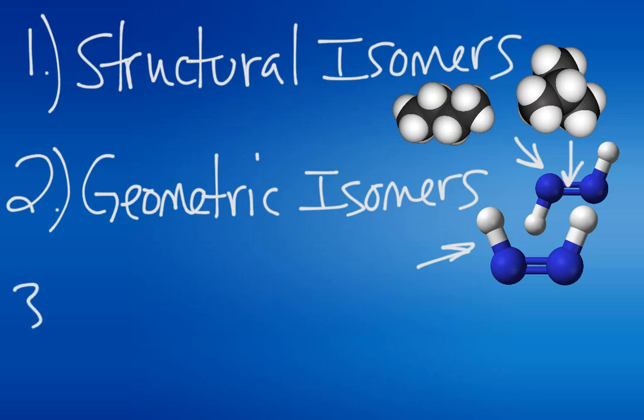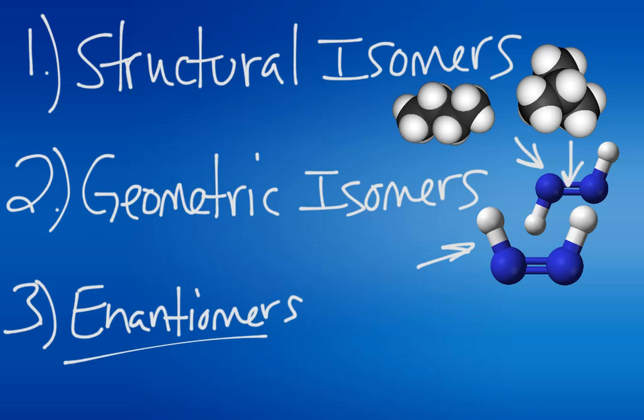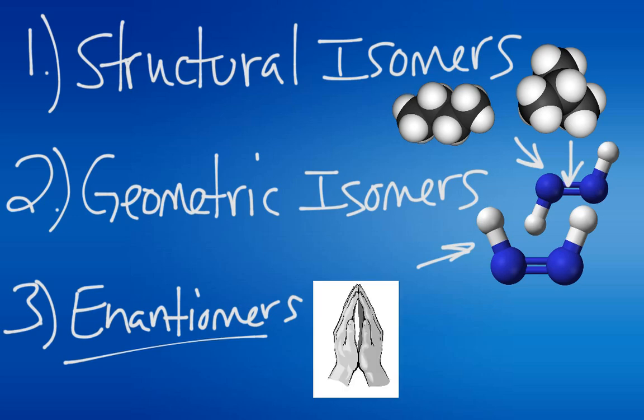And finally, the third type we talked about was enantiomers. And if you recall, those are molecules that have the same formula and basically the same structure. They are just mirror images of one another, kind of like our hands. And these are the three major types of isomers.